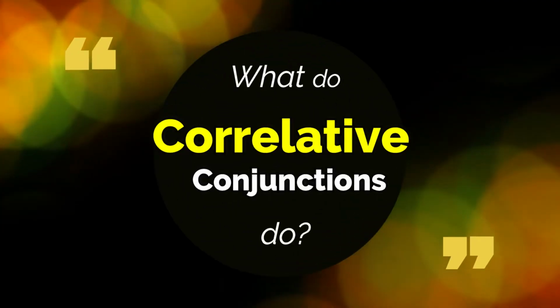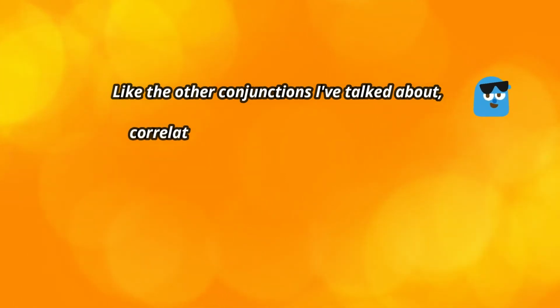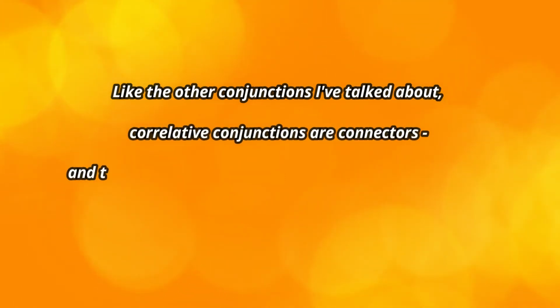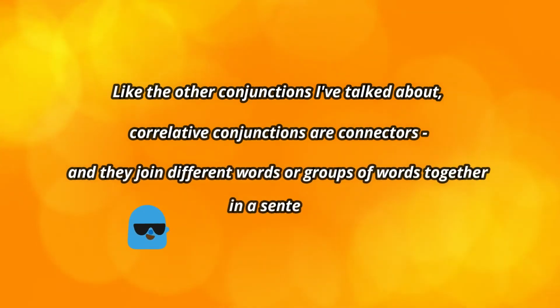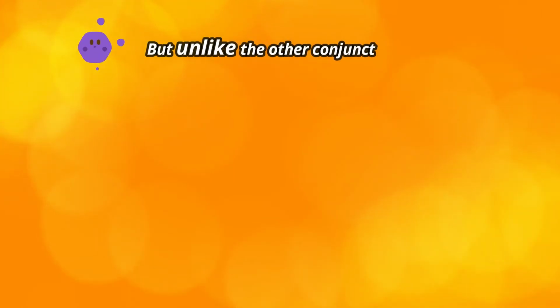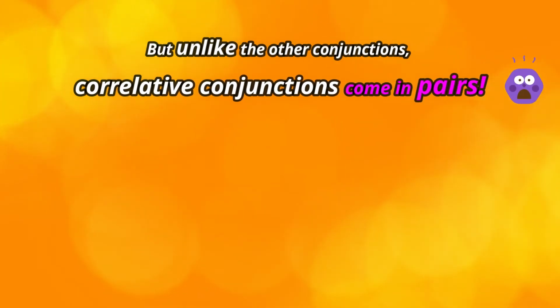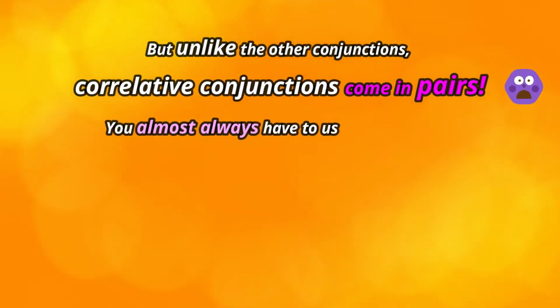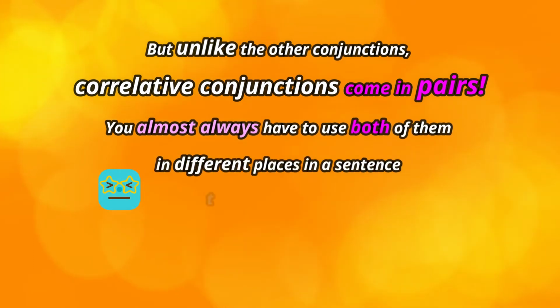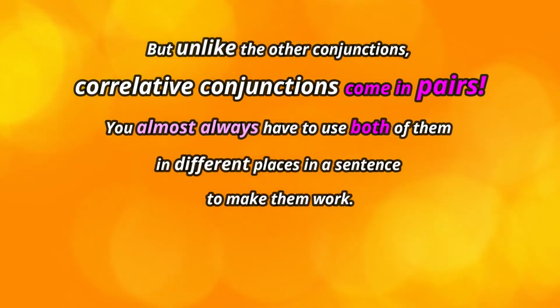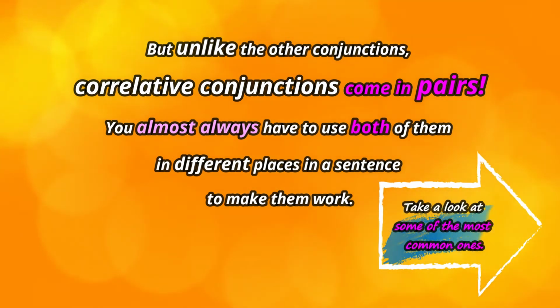So what do correlative conjunctions do? Well, like the other conjunctions I've talked about in my other videos, they are basically connectors, and they join different words or groups of words together in a sentence. But unlike the other conjunctions, correlative conjunctions come in pairs, and you almost always have to use both of them in different places in a sentence to make them work. Let's take a look at some of the most common ones.